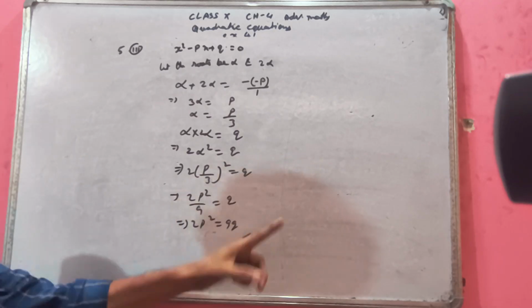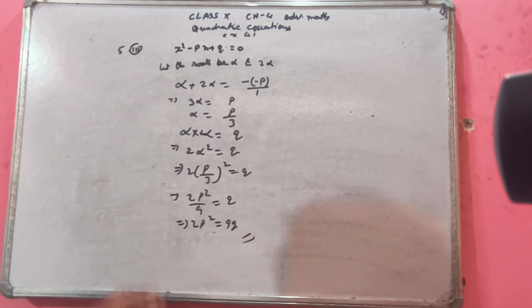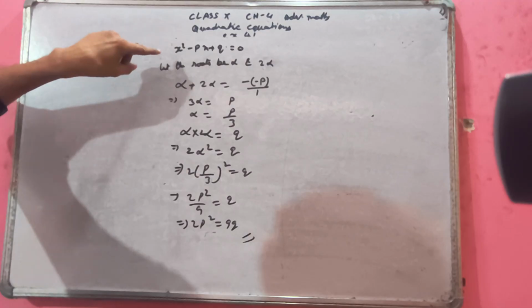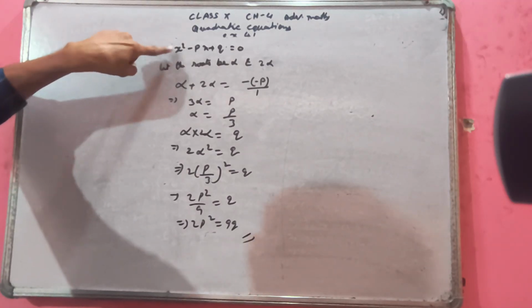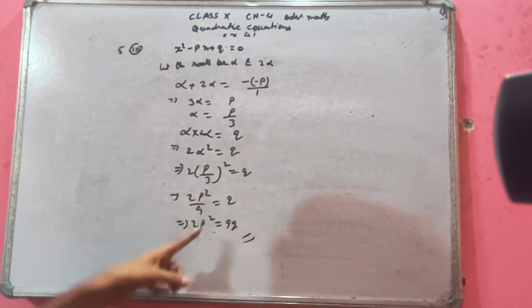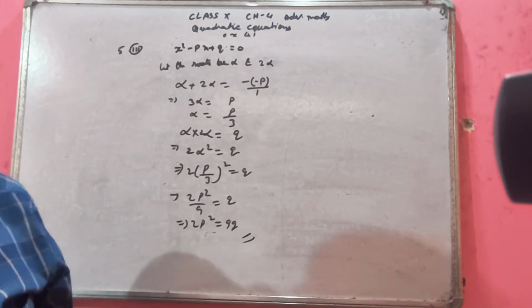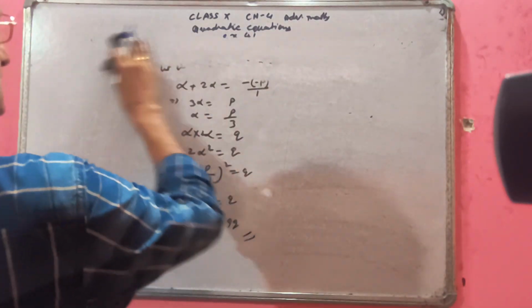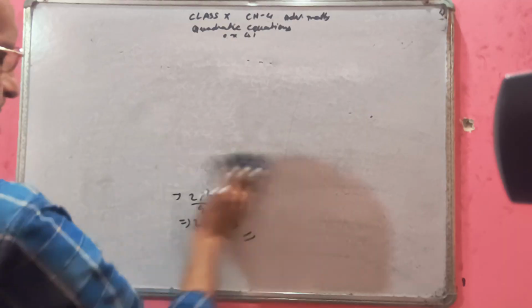You can write the required condition at the end. Understood? We have to find the condition for which one of the roots of this given equation is twice the other, and this is the required condition. So not difficult. So we can go to the next, number 4.